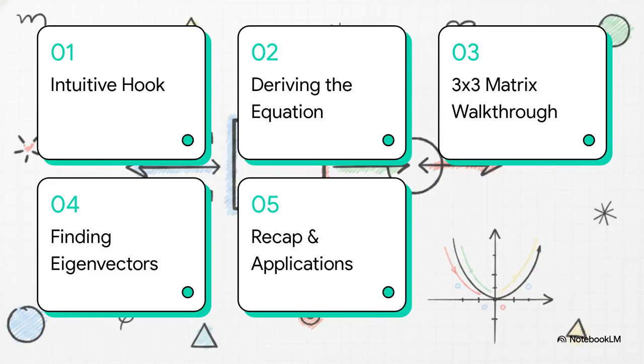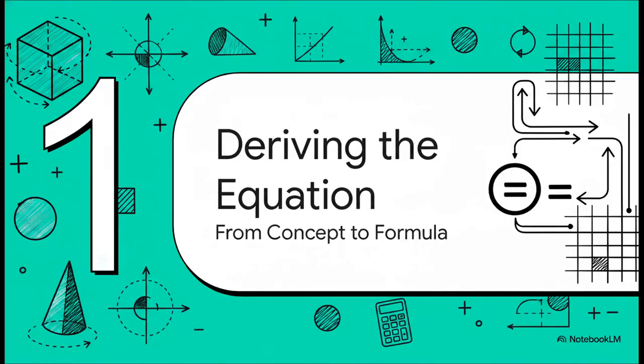Okay, here's our agenda for today. 1, the intuitive hook. 2, deriving the equation. 3, the 3x3 matrix walkthrough. 4, finding the eigenvectors. And 5, our recap and engineering applications. Let's get to it. Section 1, deriving the equation, from concept to formula.